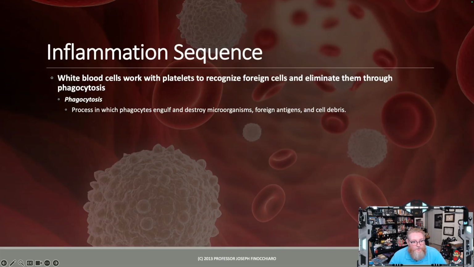White blood cells work with platelets to recognize foreign cells and eliminate them through phagocytosis, which is the process in which phagocytes engulf and destroy microorganisms, foreign antigens, and cell debris.